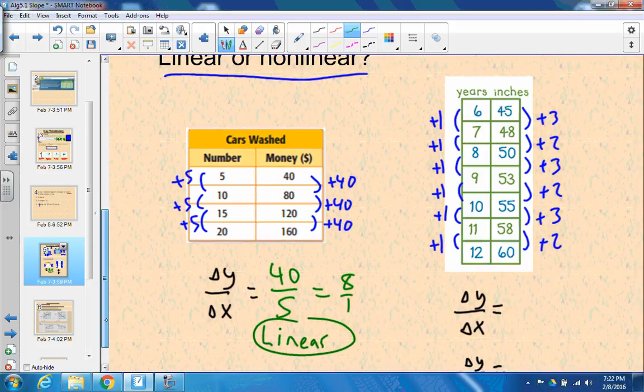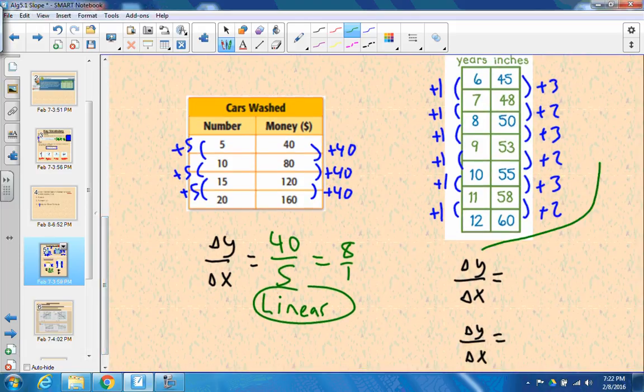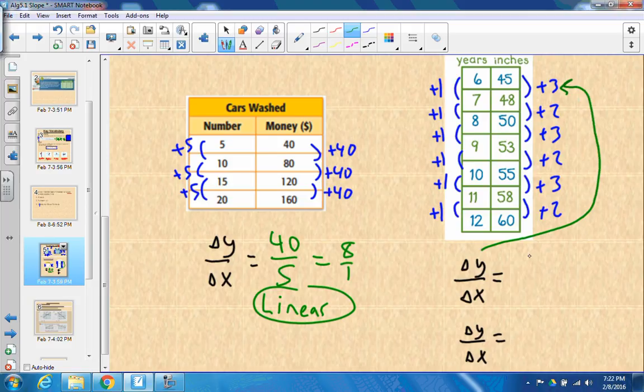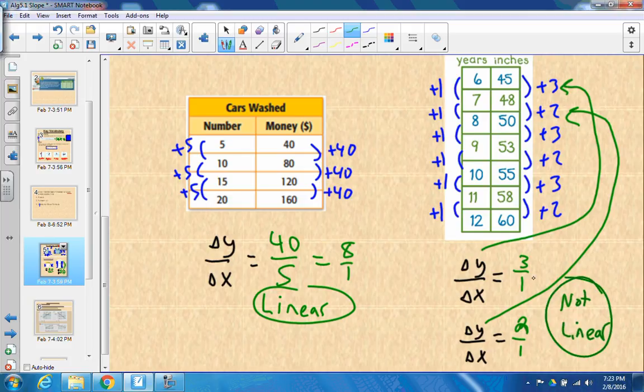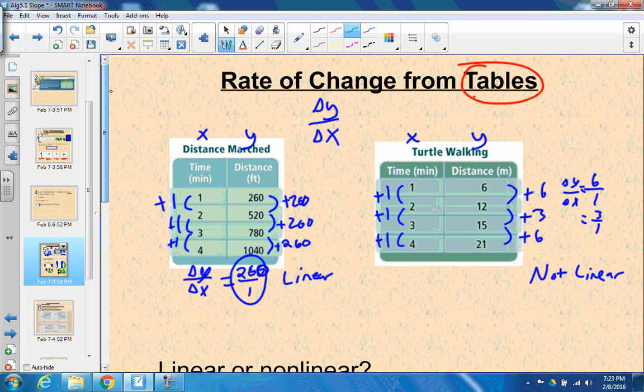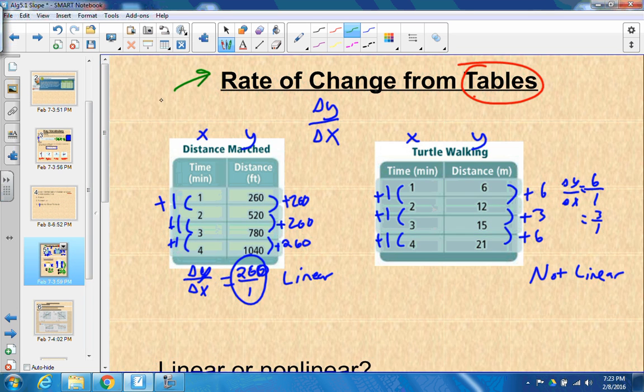If you look at the second one, though, we can look at the change in y over change in x here, and it'd be 3 over 1. But if you look at it here, it'd be 2 over 1. So it's staying constant, going up by 1 on the x side, or the years, but the inches, or the y side, is not always the same. So that means it's not linear. It's not consistent, so it's not linear. Alright, so that is finding slope, or finding the rate of change from a table. Remember, rate of change is the same as slope.